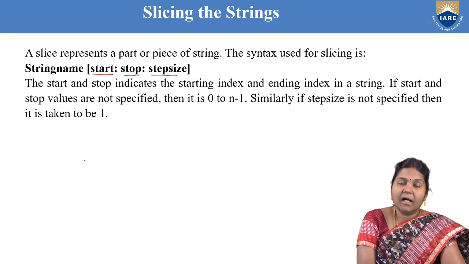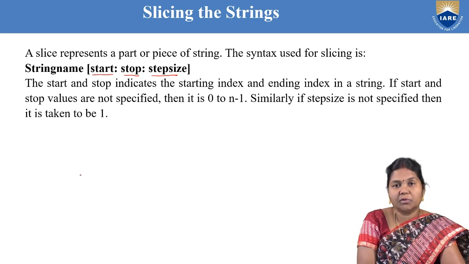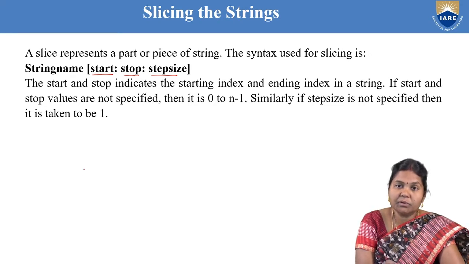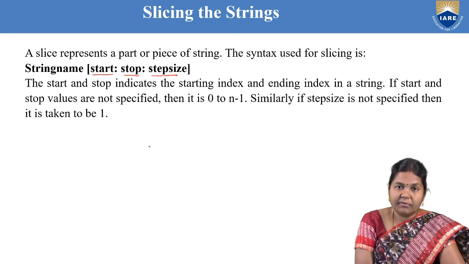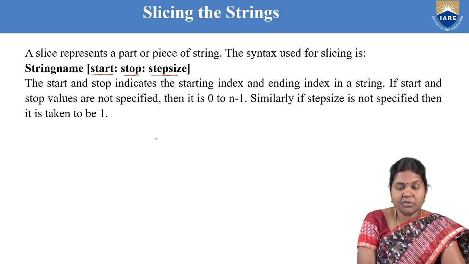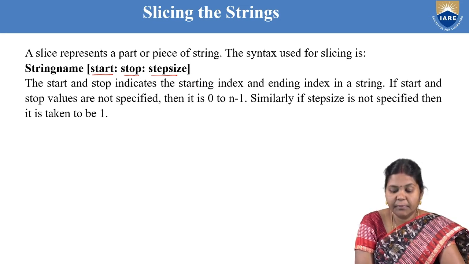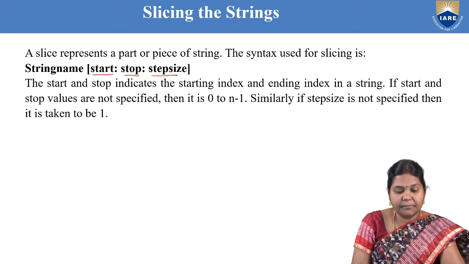The start and stop values indicate that slicing will begin from the start value and end up to stop minus 1. Whenever it reaches stop, it will stop slicing, so you will get the characters up to stop minus 1. Now, if you do not mention the start value, by default it will take 0 as the start value. If you do not mention the step size, then by default it will take 1 as the step size in Python. Now, let us see some examples of slicing in Python.